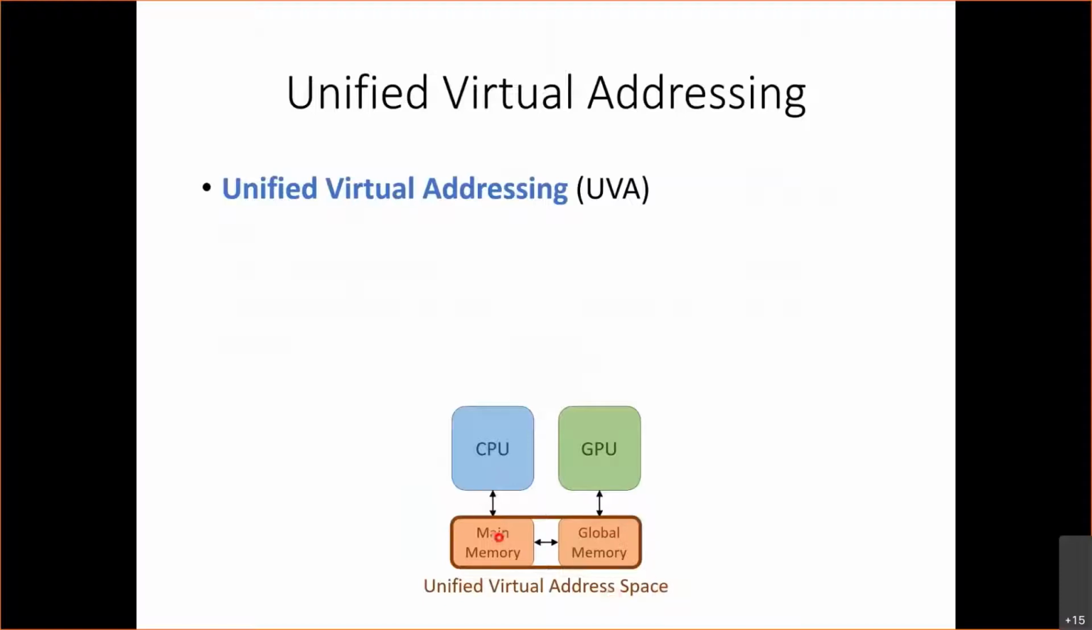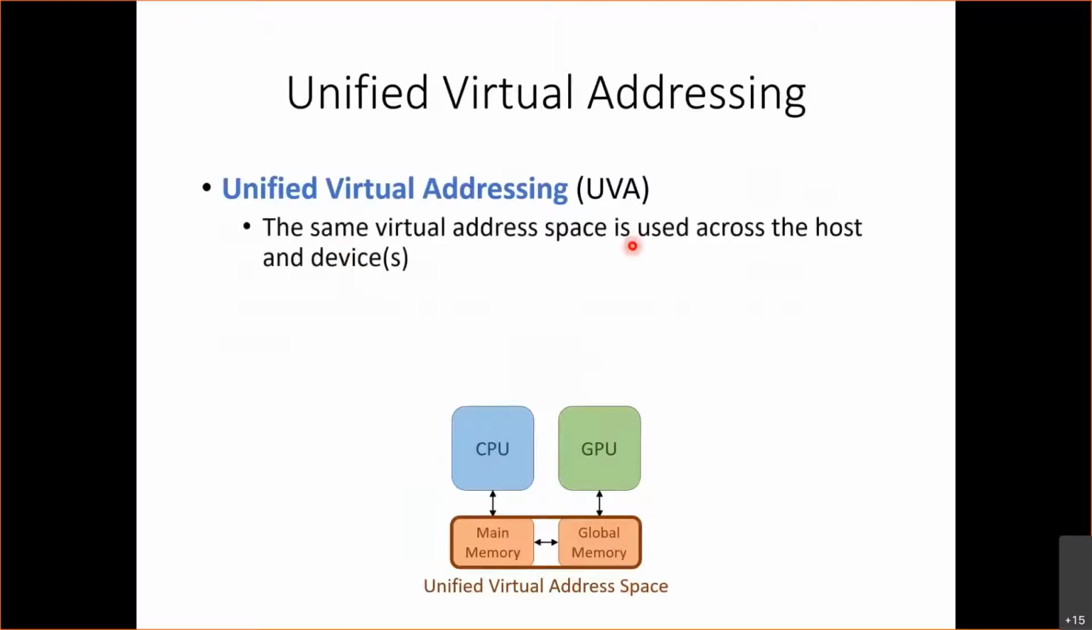We still have two separate physical memories, the main memory of the CPU and the global memory, or device memory, of the GPU. We still have separate physical address spaces, but we have a unified virtual address space, so we have the same virtual address space that is used across the hosts and devices. And what that means is that a memory address that points inside the range of addresses supported by the main memory of the CPU is mutually exclusive from the range of addresses supported by the GPU.